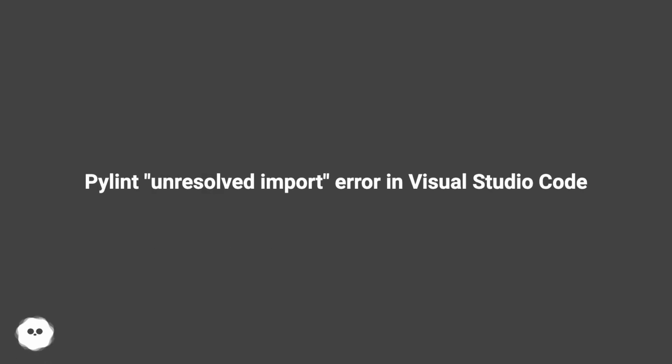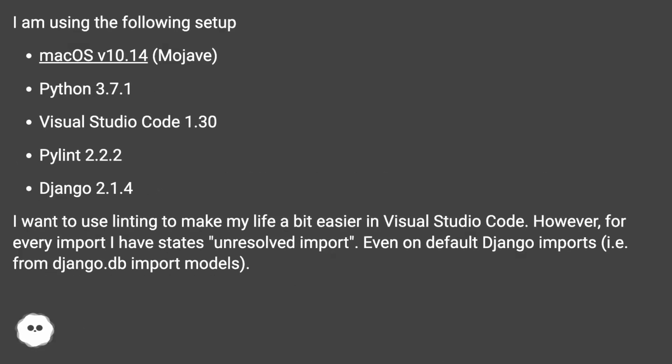Pylint Unresolved import error in Visual Studio Code. I am using the following setup: macOS version 10.14 Mojave, Python 3.7.1, Visual Studio Code 1.30, Pylint 2.2.2, Django 2.1.4.